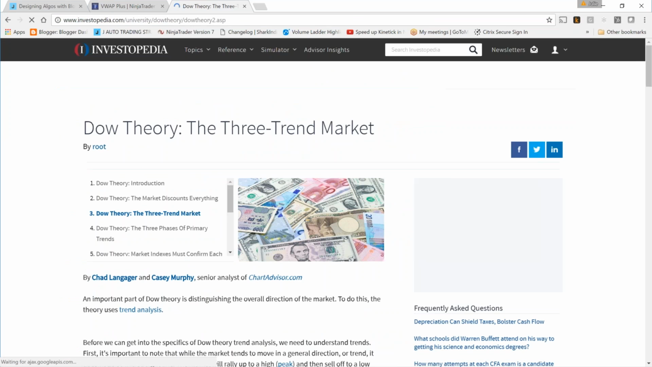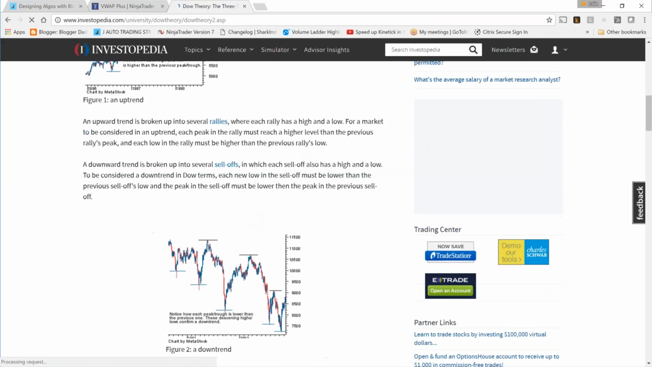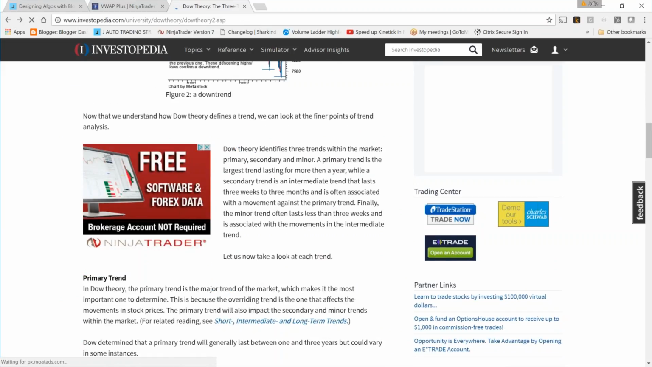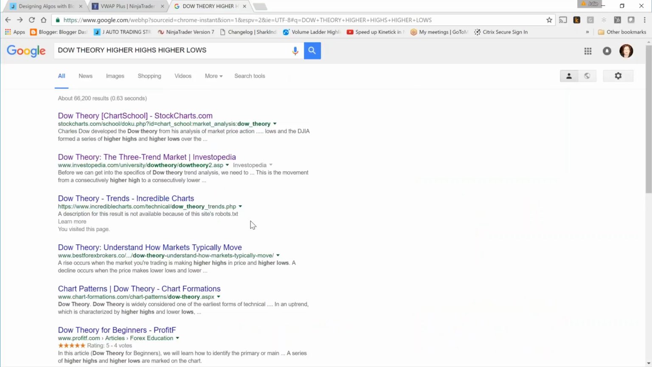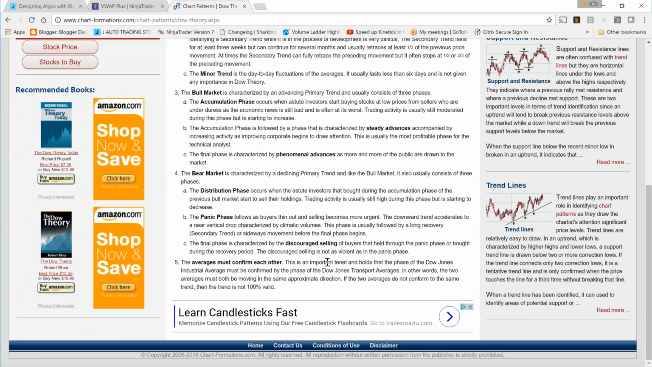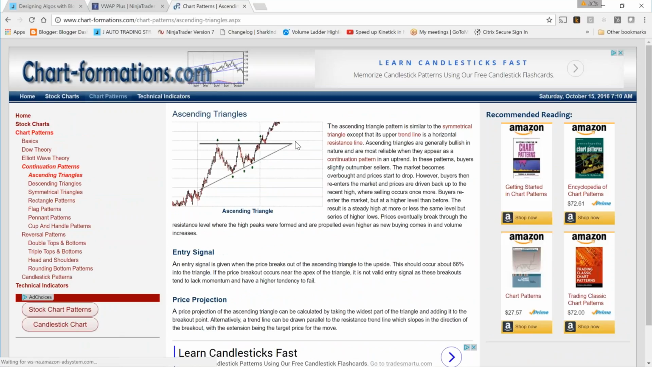Investopedia right here explains it. And I'm not saying that this is an end-all be-all, but when you put these chart formations together on your basic understanding, I strongly believe that you understand what these patterns do and how they break out, especially these ascending triangles and wedges and pennants and things. But the Dow theory is awesome.